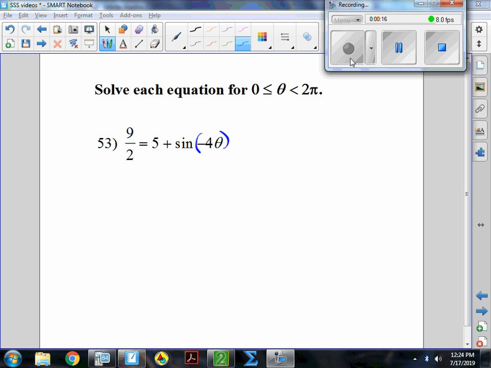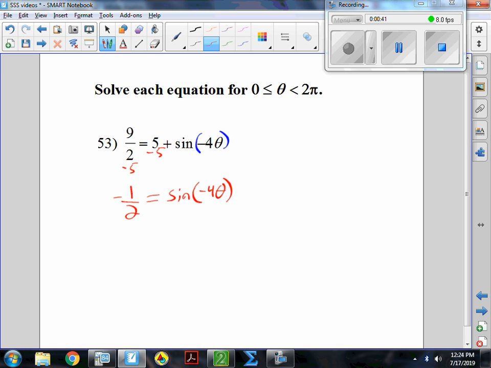That means it's a multiple angle problem that you're trying to solve for. The negative 4 theta means that there are going to be 4 times as many answers as you would normally find on the unit circle for the sine value. So let's get started. If I subtract 5 on both sides, subtracting 5 is the same thing as subtracting 10 over 2. So I'm at negative 1/2 equals sine of negative 4 theta.